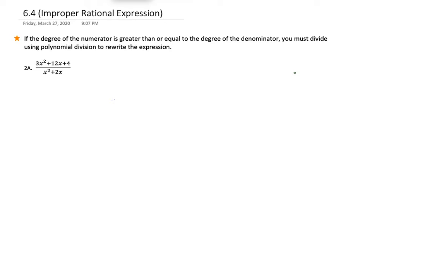So I have my 3x squared plus 12x plus 4, and I need to divide by x squared plus 2x. So hopefully you remember how to do this. I take a look and I say x squared goes into 3x squared how many times? Well, you have to multiply it by 3. And then I'll take 3 and multiply it by my x squared, so 3x squared. And I'll take my 3 and multiply it by my 2x, which is 6x. And I need to subtract both of those.